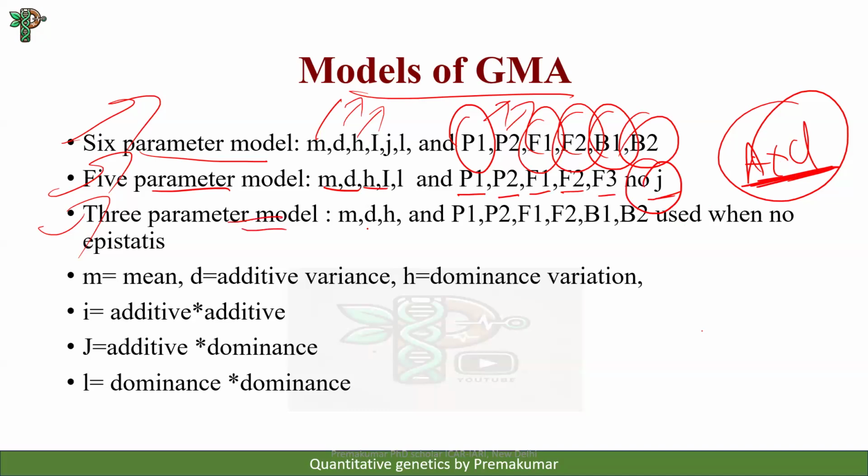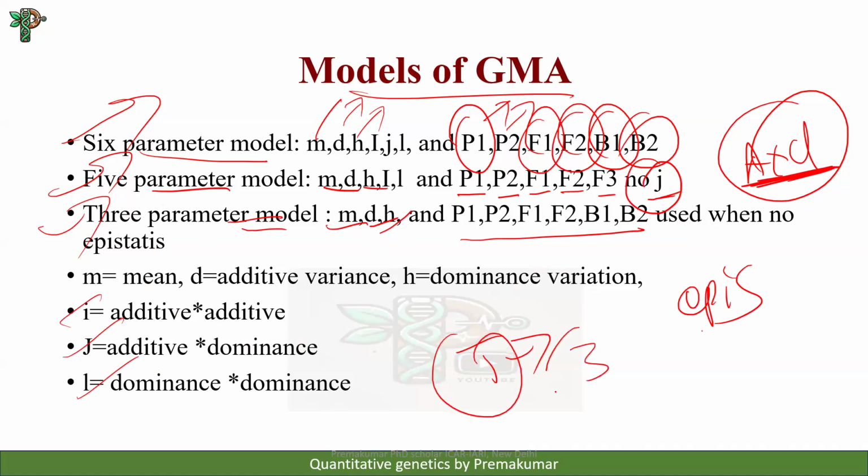In the three parameter model, we can estimate the mean, the additive variance, and dominance variance, but we can't estimate any epistasis. All your I, J, L are not estimated in the three parameter model, but we are using all six populations. Generally, students get confused, thinking three parameter means we are using three populations like parent 1, parent 2, F1. It is not like that. We are using all six populations, but we are estimating only three parameters: additive, dominance, and mean.